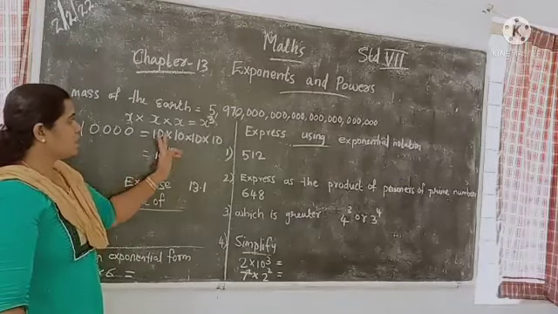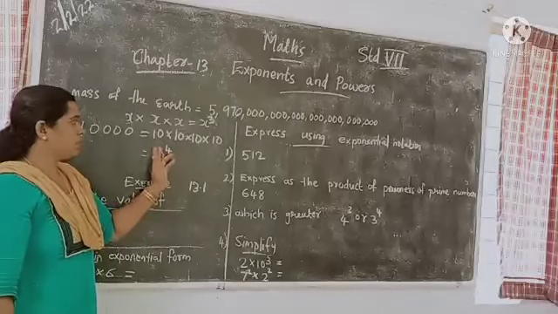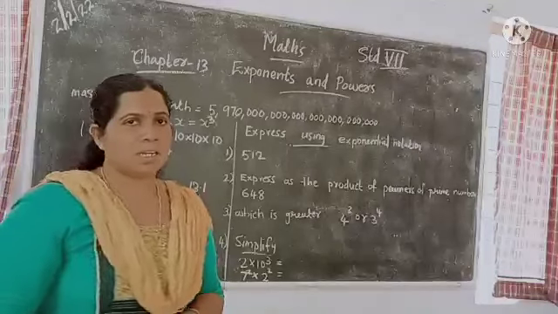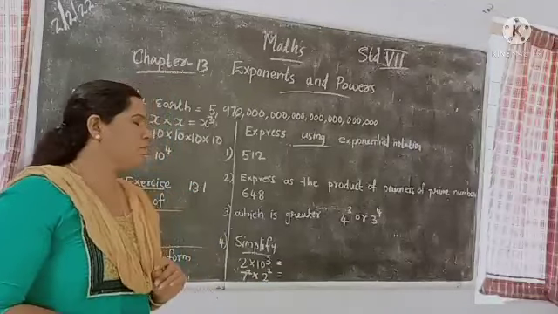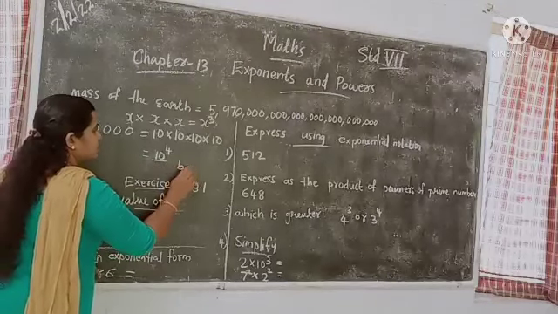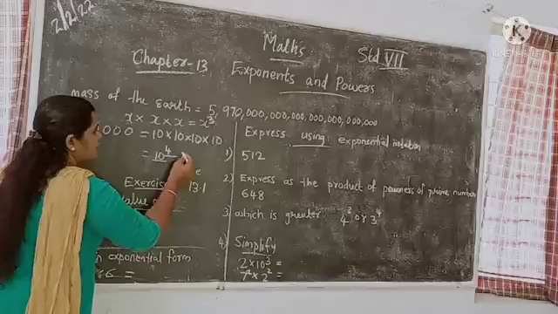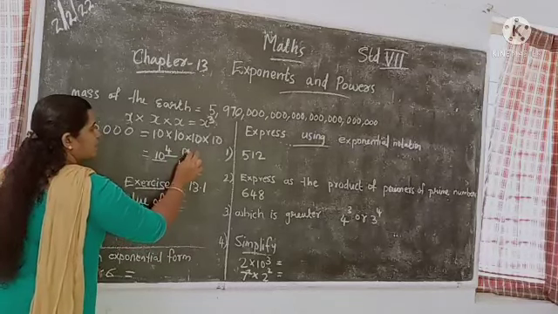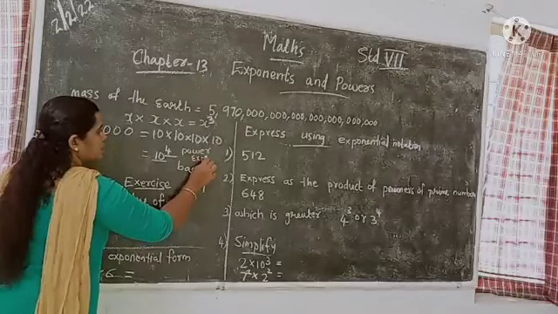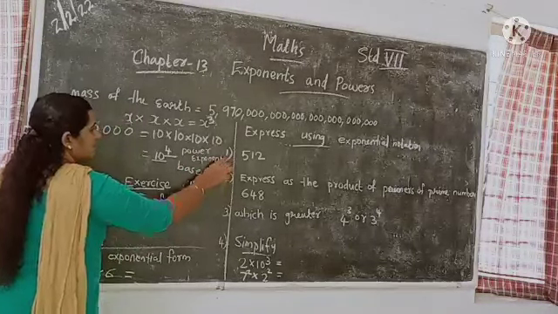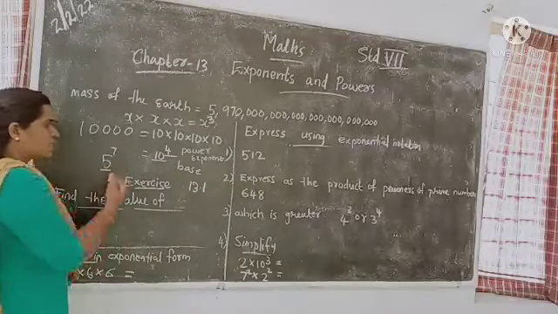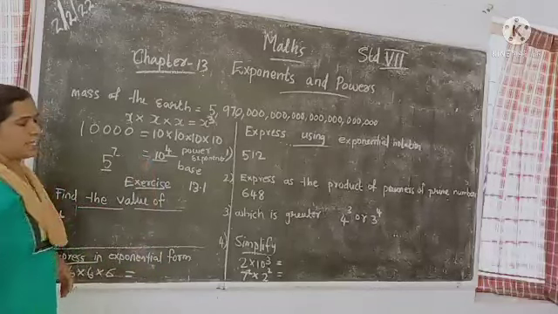Any number multiplied by itself 2 or 3 times, we can express in exponential form. This 10 is called the base and 4 is called the power or exponent. In 5 raised to 7, 5 is the base and 7 is the exponent.